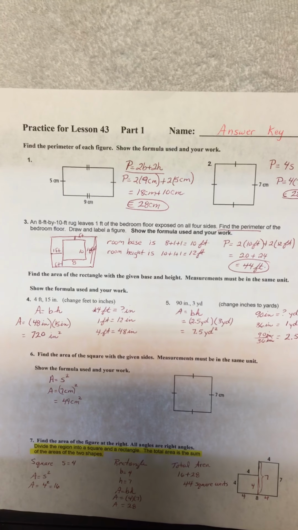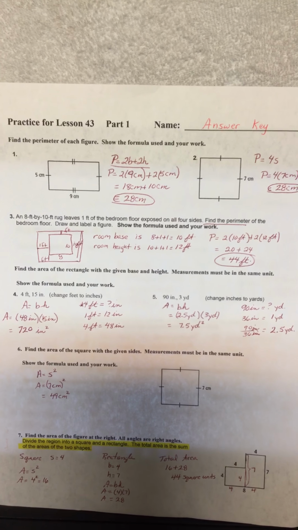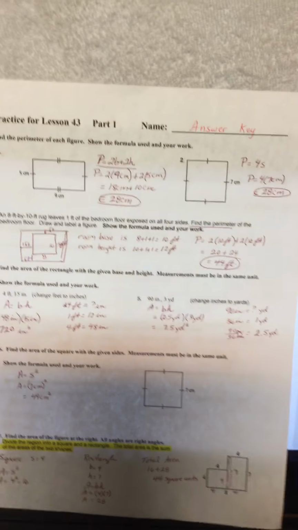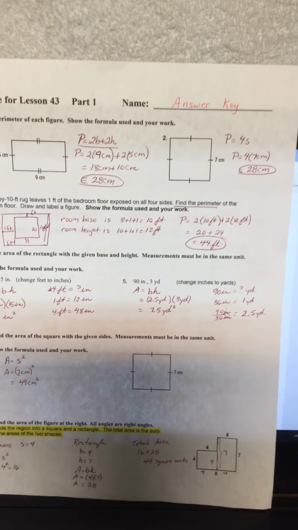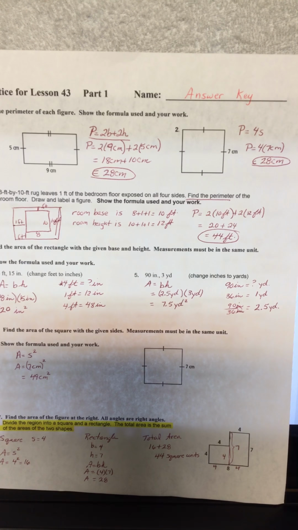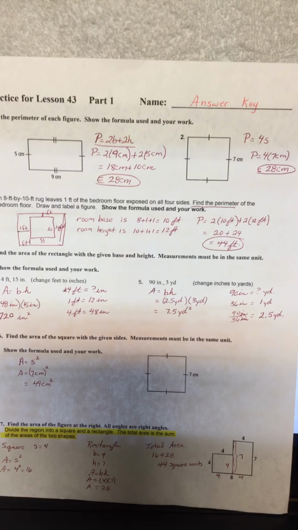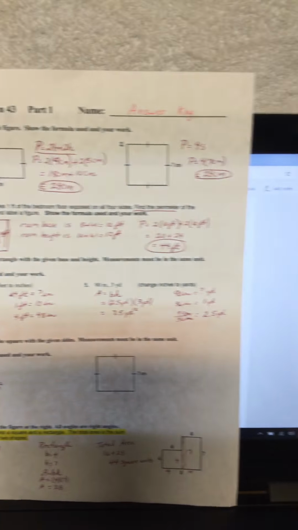This is an answer key for practice 43.1, and on this exercise we were working with rectangles and squares. And so I'm showing my formula. Perimeter is 2 bases plus 2 heights. So perimeter is 2 times 9, which is 18, 2 times 5, which is 10. So my perimeter is 28 centimeters. Make sure you put your units there.